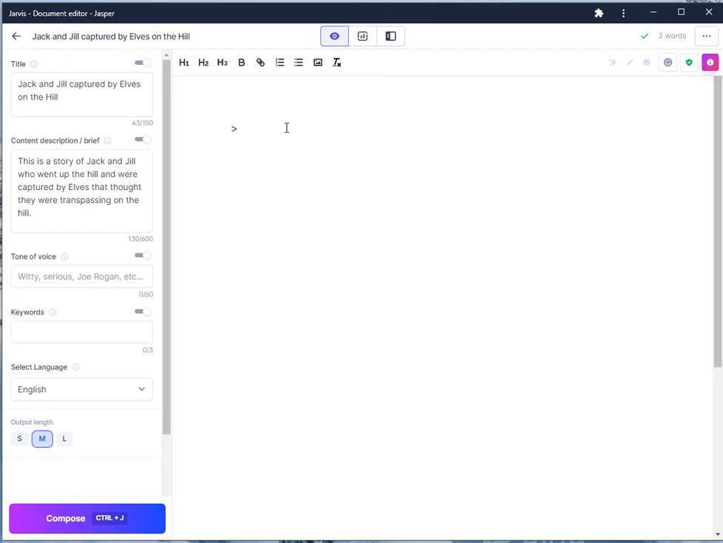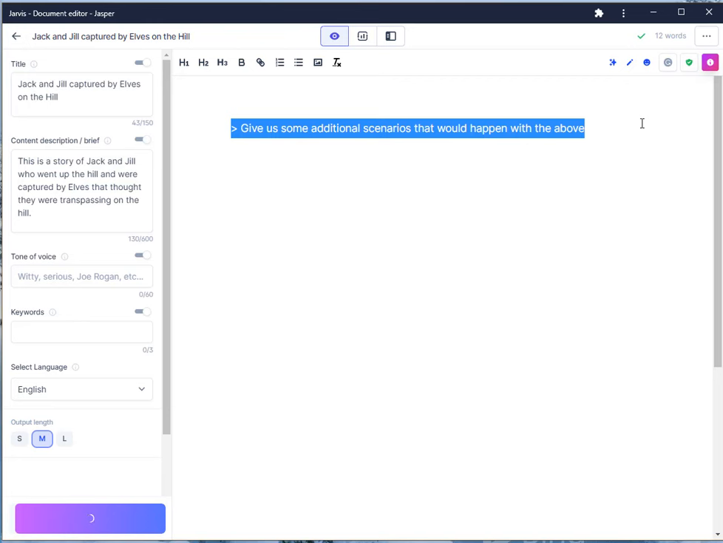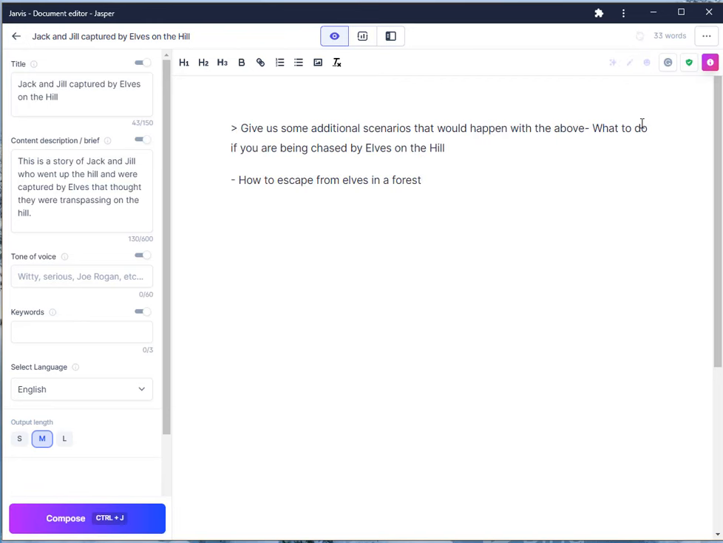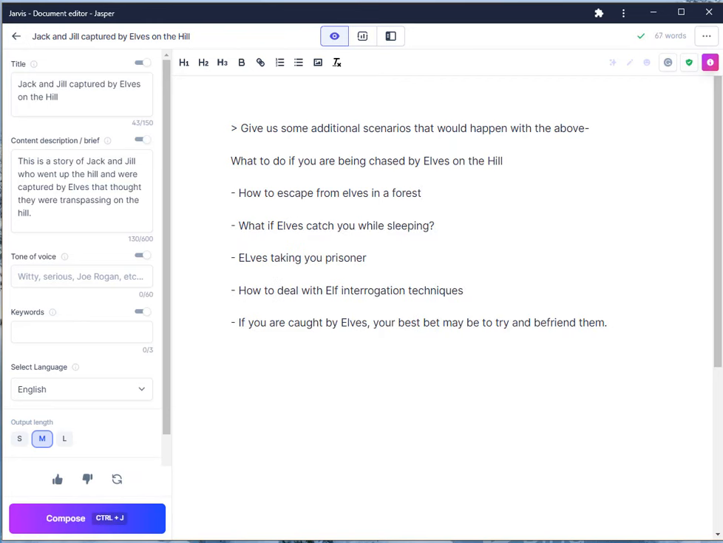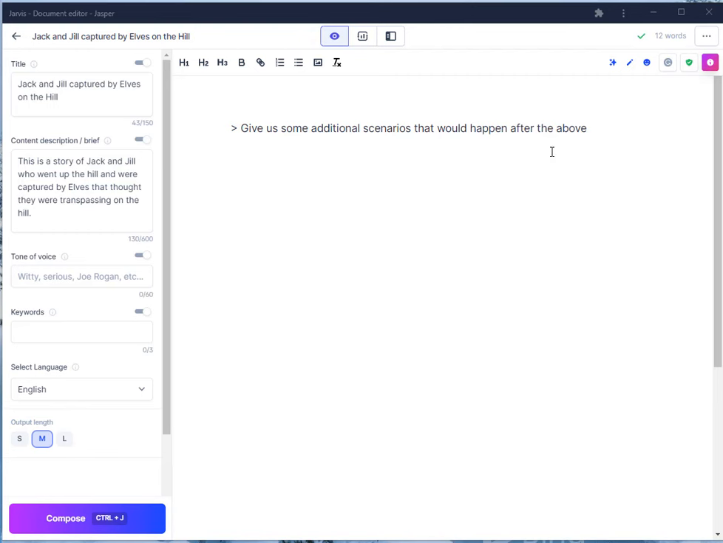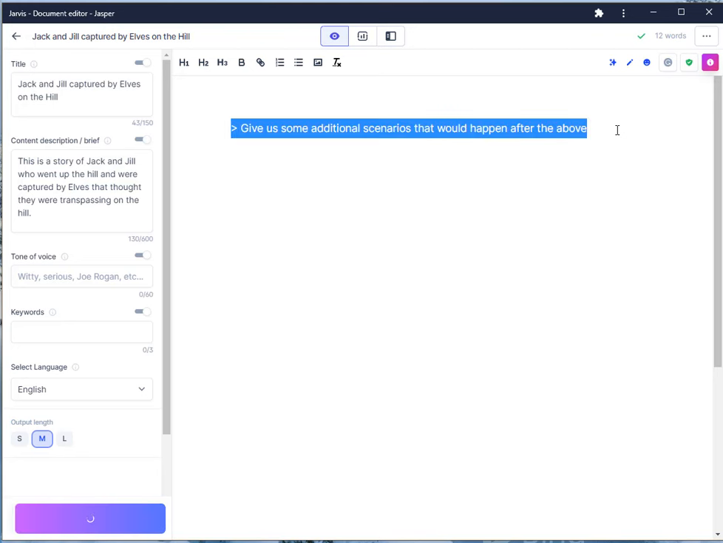Let's say, give us some additional scenarios that would happen with the above. And the above would be the content description and the title. So you press Ctrl Shift Enter, see what happens. Ctrl J to see a little bit more. So I'm going to try, give us some additional scenarios that would happen after the above, and let's see what happens here.